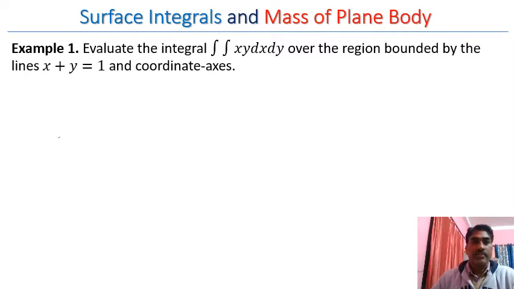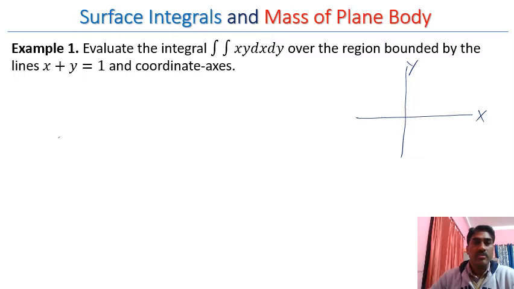The first example that we are taking is: evaluate the double integral of xy dx dy over the region bounded by the line x plus y is equal to 1 and the coordinate axes. The very first thing that we should do is draw the region. So let these be the x and y axes.